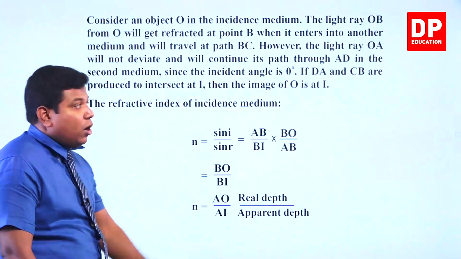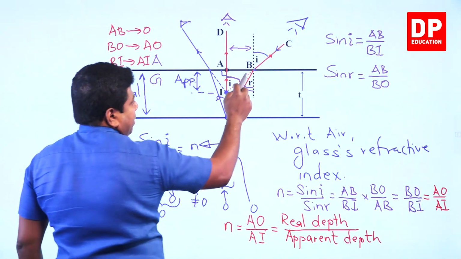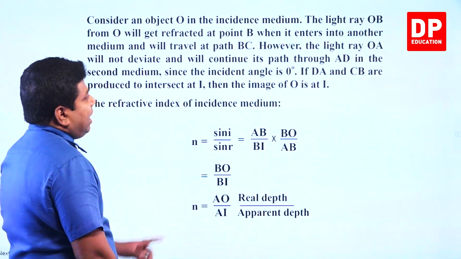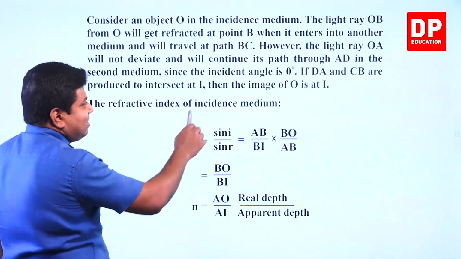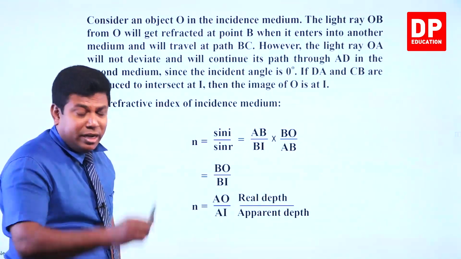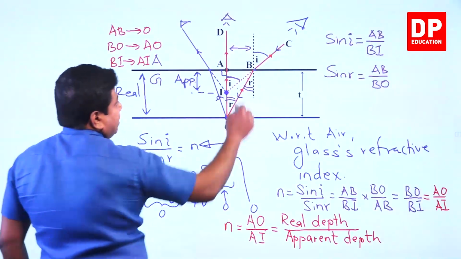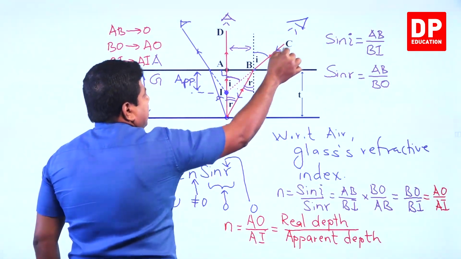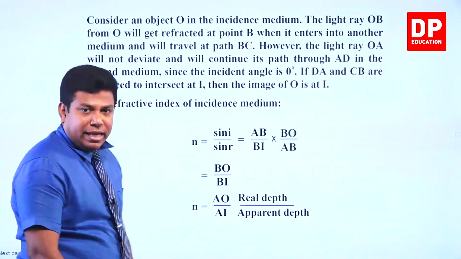So this is what I have explained now. Let's quickly go through this. Consider an object O in the incidence medium. The light ray OB from O will get refracted at point B when it enters into another medium and will travel at path BC. OB, BC. However, the light ray OA will not deviate and will continue its path through AD in the second medium since the incident angle is 0, the perpendicular one. If DA and CB are produced to intersect at I, see DA is produced up to here, CB is produced up to here, they intersect at I, then the image of O is at I because both of them see.